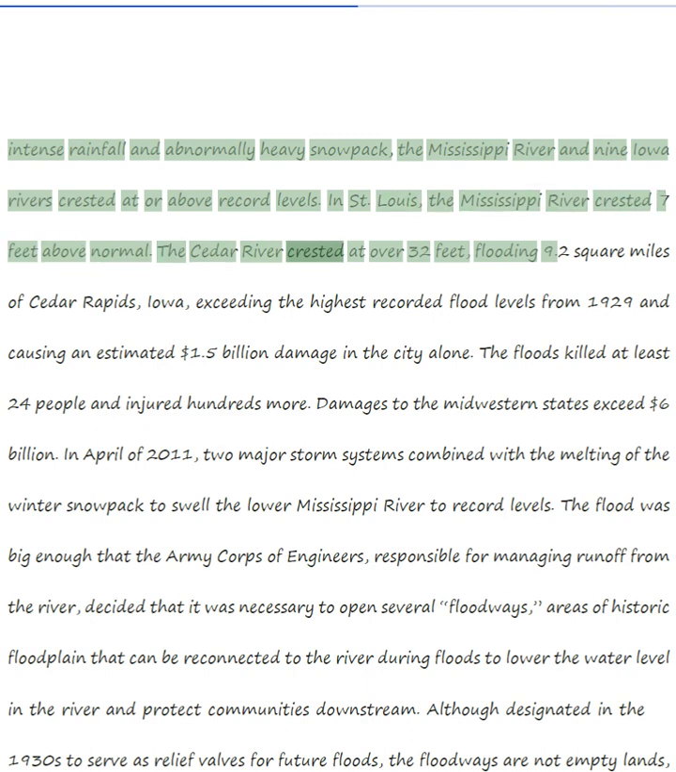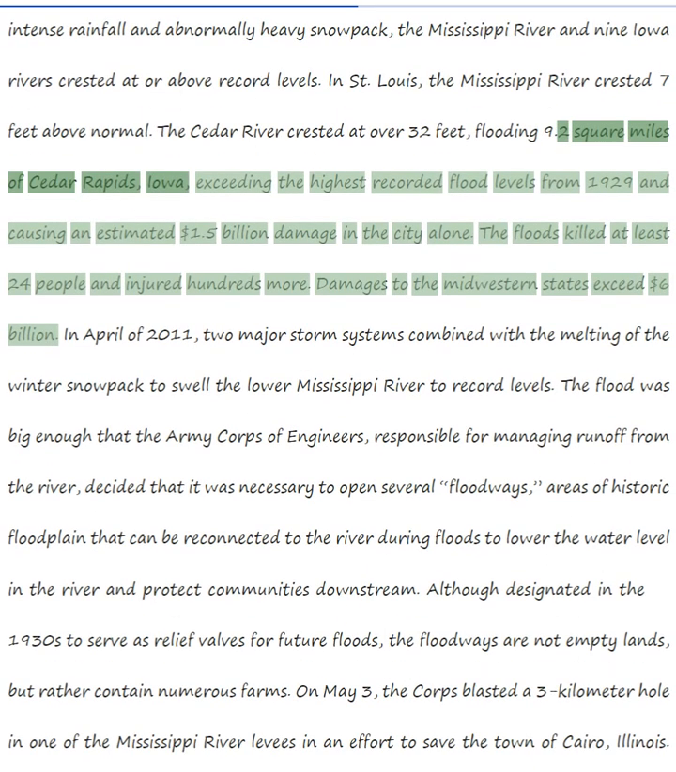The Cedar River crested at over 32 feet, flooding 9.2 square miles of Cedar Rapids, Iowa, exceeding the highest recorded flood levels from 1929 and causing an estimated $1.5 billion damage in the city alone. The floods killed at least 24 people and injured hundreds more. Damages to the Midwestern states exceed $6 billion.